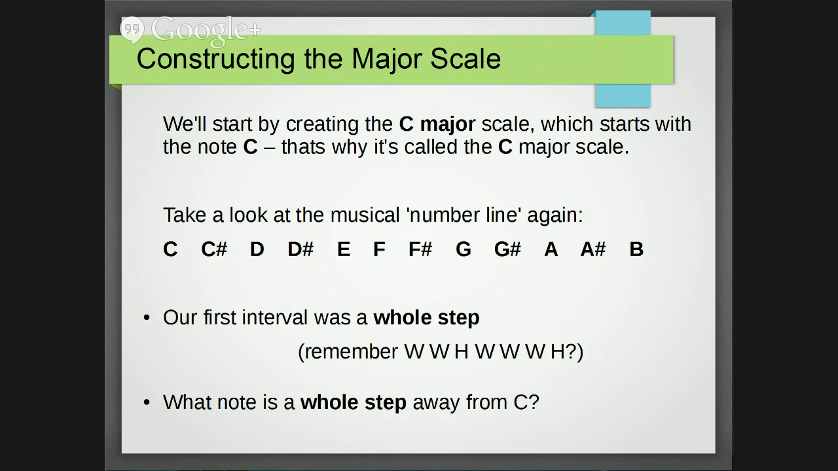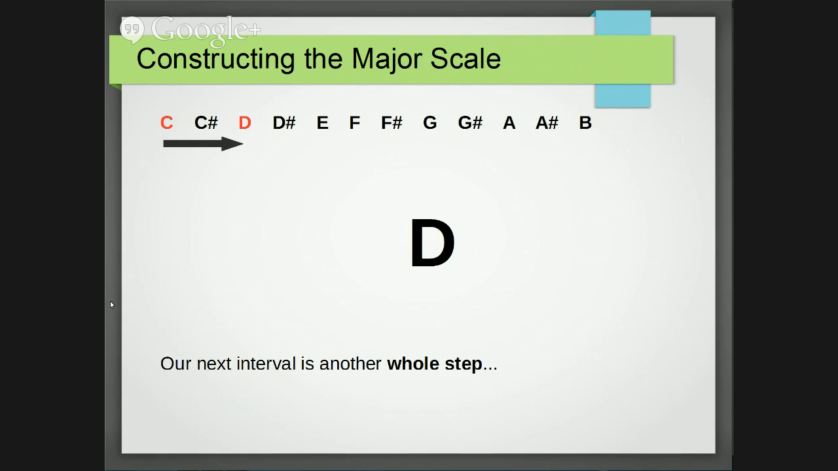If you guessed D, you are correct. Notice we skipped over the C sharp, that's the half step, and went to the whole step, D. Our next interval is another whole step. Take a look at that number line. Take a guess. What is another whole step? It is E. Very good.